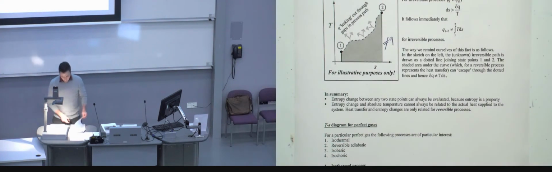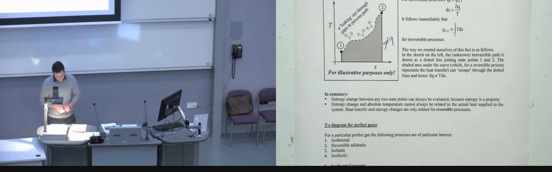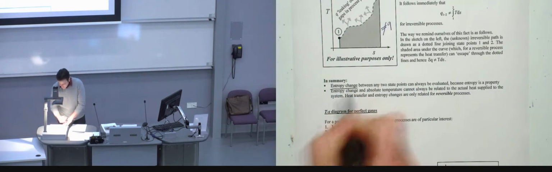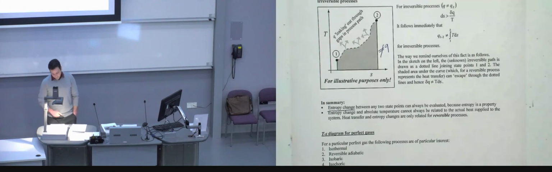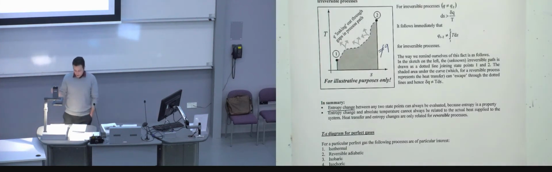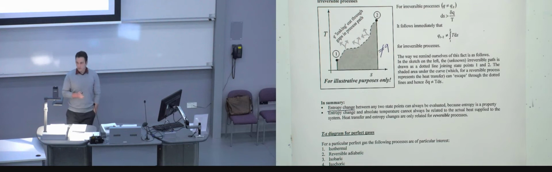So what we conclude from some of these things that we've been saying so far is that entropy change, delta S, between the two states can always be evaluated because entropy is a property. The fact that you can draw a TS diagram, you can define points like that and then try to evaluate entropy is only because entropy is a property. And if it wasn't, you couldn't have done this.